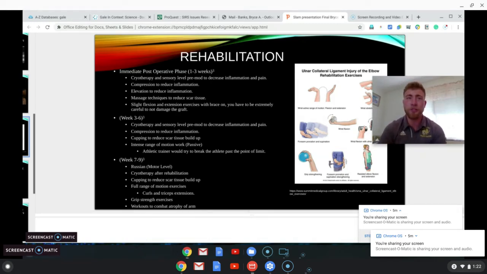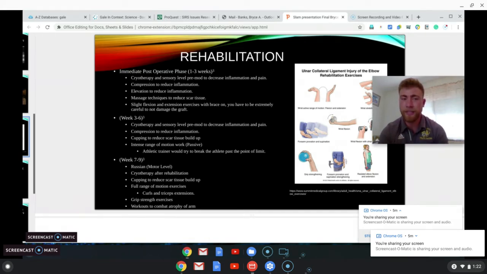The athletic trainer also used PRICE, which is known as pressure, rest, ice, compression, and elevation. All of these are used to decrease pain and inflammation. The athletic trainer would also use massage techniques to help reduce scar tissue buildup, and would do some slight flexion and extension exercises only with the brace on, and was very careful not to damage the graft.